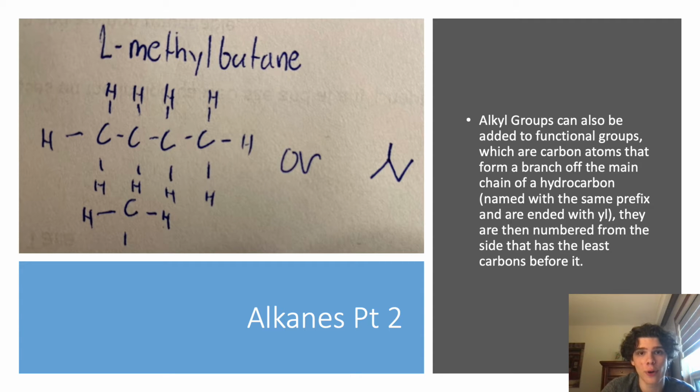So, alkyl groups can also be added to functional groups, which are carbon atoms formed off the branch of the main chain of a hydrocarbon, so they name with the same prefixes as we learned earlier, but end with yl, and they are numbered from the side closest to the branch. So this here would be an alkyl group, and it would be methyl, and you can see that it's attached to the second carbon.